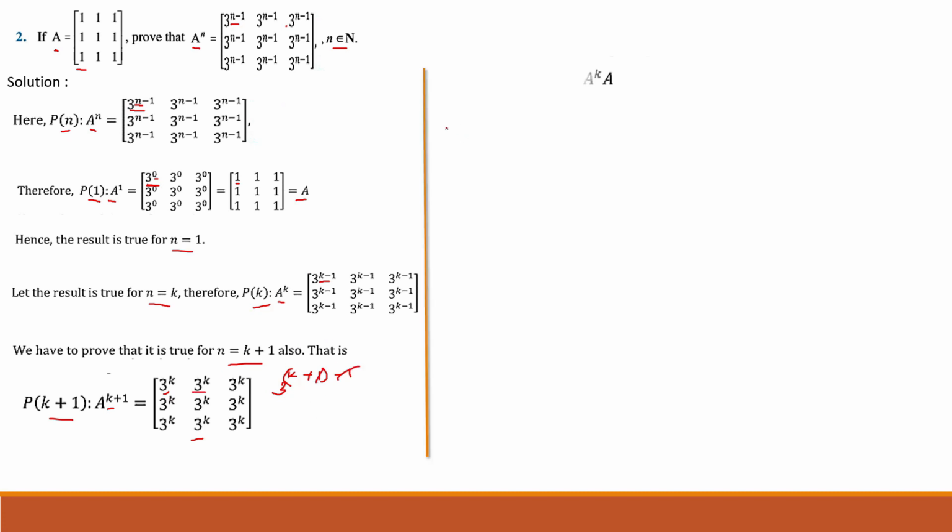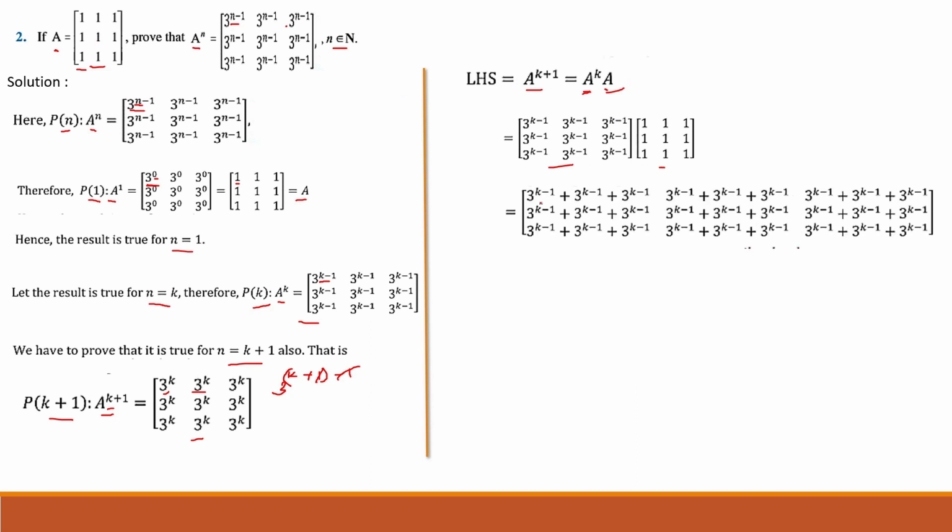Now we'll take LHS, which is A raised to k plus 1. Again, we can write this as A raised to k into A, because the powers are in addition and base is same. So therefore, A raised to k वाला matrix हमारे पास है यहाँ पर. We'll simply write as it is, and हमारे पास A matrix भी है. We'll simply multiply these two matrix, which is 3 raised to k minus 1 plus 3 times. और सारे elements के लिए ये same आएगा.